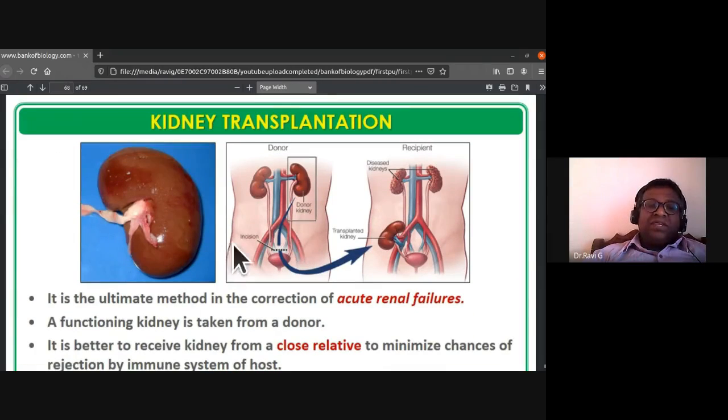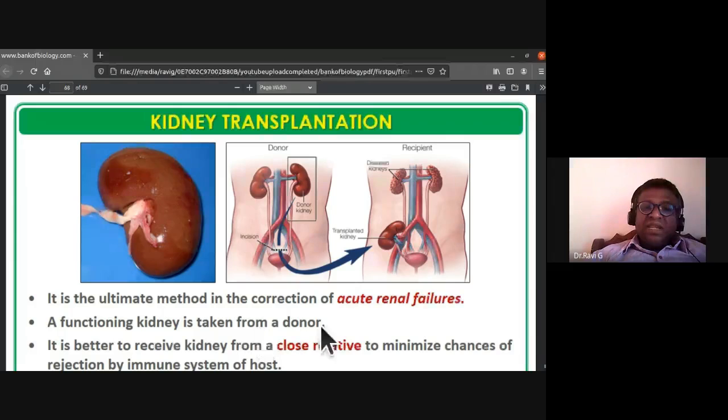So kidney transplantation is the ultimate, or final, method in the correction of acute renal failure. You can see here the donor's kidney is taken and inserted. The transplanted kidney won't be placed at the same level as the diseased kidney; rather, the donor's kidney is placed at a different level.